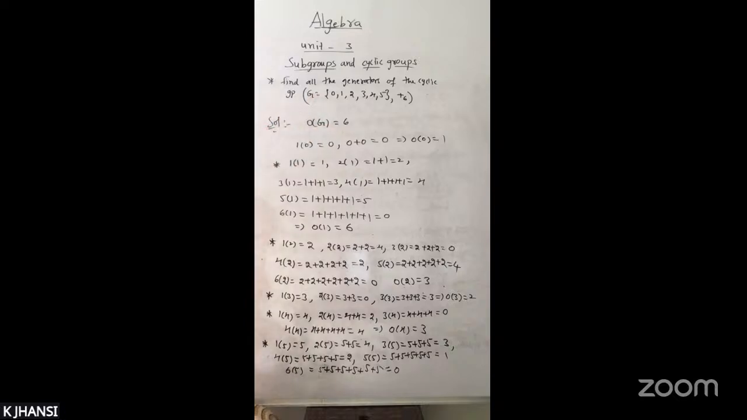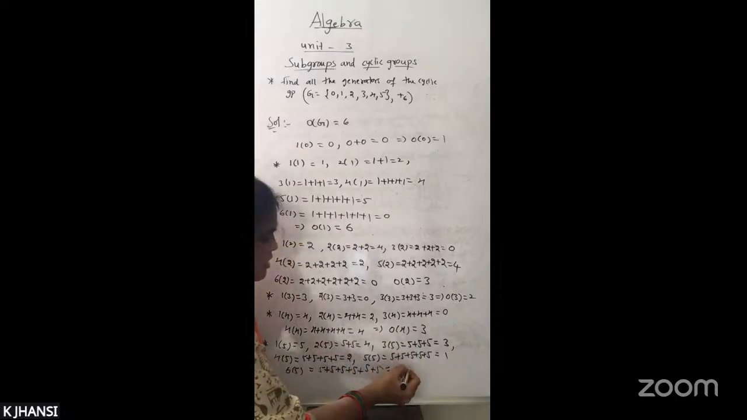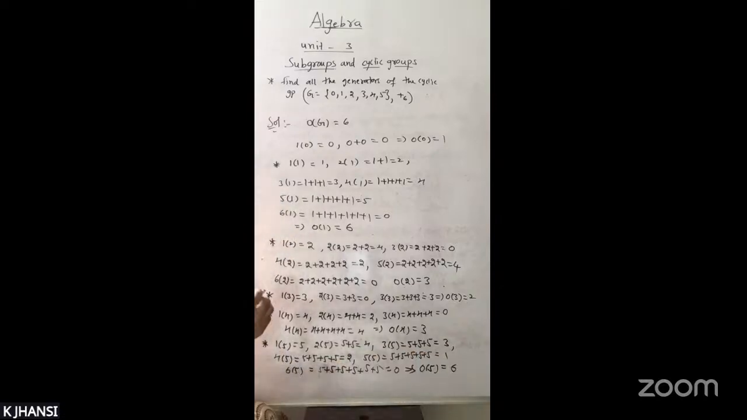For what we got here, the order of 5 is 6. So this is one generator, 5 is one generator. And here 1 is also one generator. So the generators of G are 1 and 5. 1 comma 5 are the generators of G. So if it is addition, like this we have to do. If multiplication is there, you have to do squares. So like that you have to find the generators of the cyclic group.